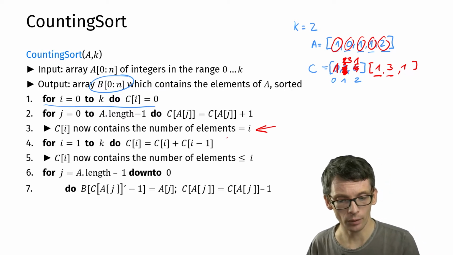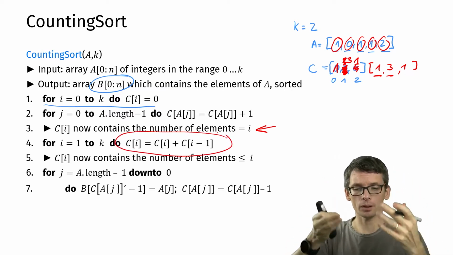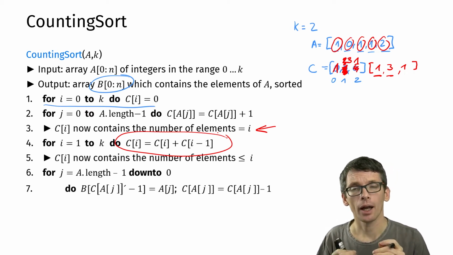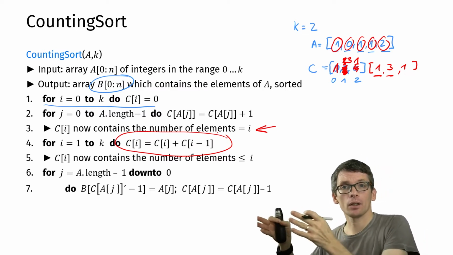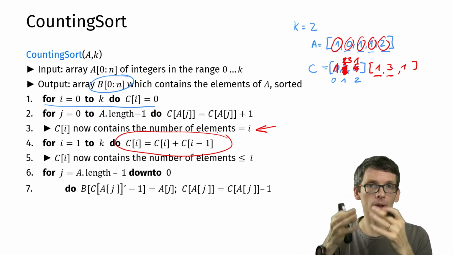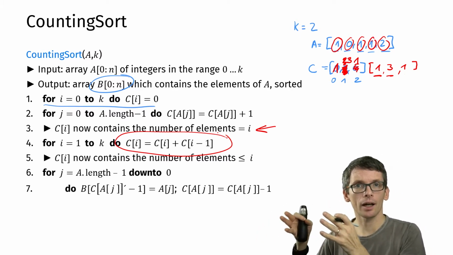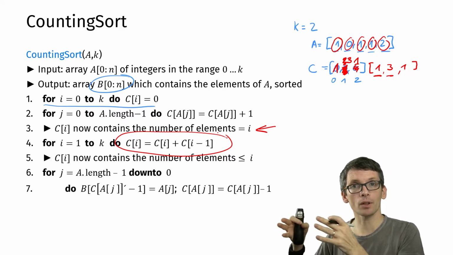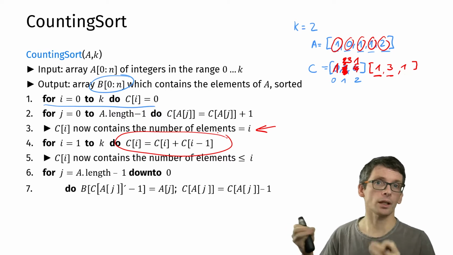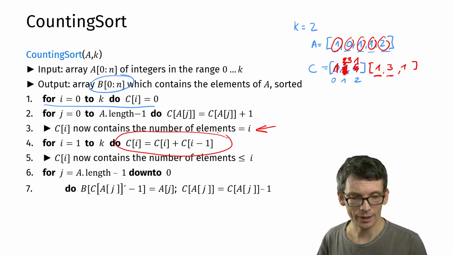So the trick that we're going to use here is that we can compute the numbers smaller equal to i as the numbers smaller than i plus the numbers equal to i. The number of numbers smaller than i is the number of numbers smaller equal to i minus 1. So if I compute that first, I can use that in our computation of the number smaller equal to i. And that is what is happening here.